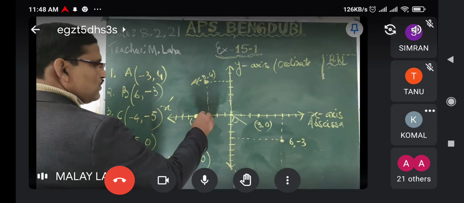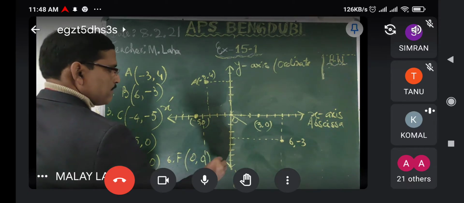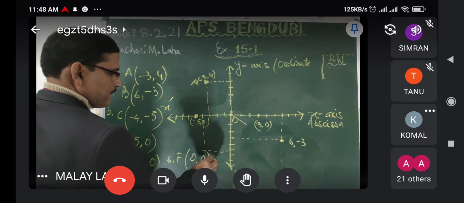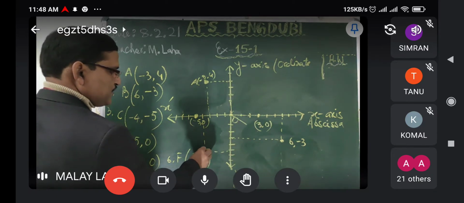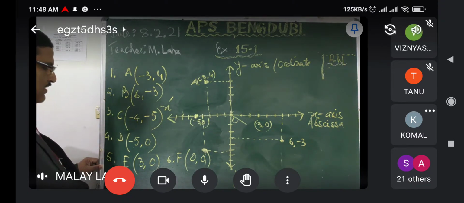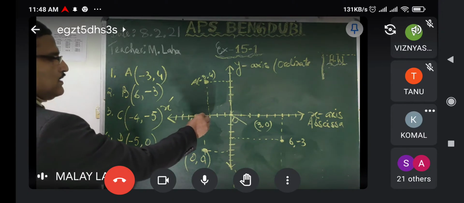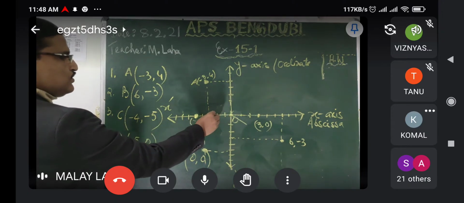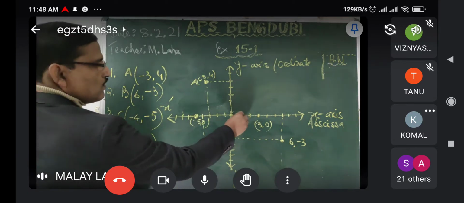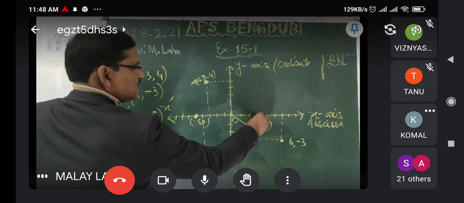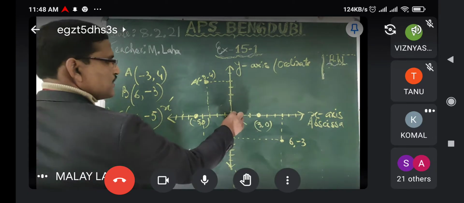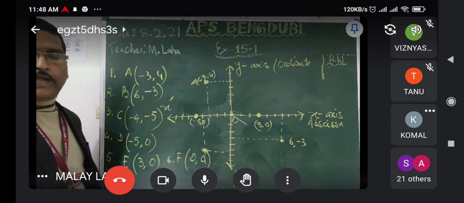Now, next C, minus 4, minus 5. 1, 2, 3, 4. Minus 5. 1, 2, 3, 4, 5. This is the position of C, minus 4, minus 5. And D I have already plotted: minus 5, 0. 1, 2, 3, 4, 5, minus 5, 0. And this one, 3, 0. 1, 2, 3, this is located, and 0, 0 is for origin. Got it? Any doubt?